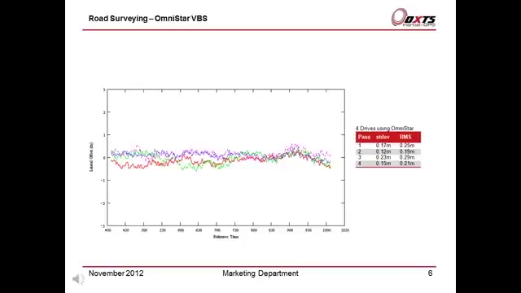Now let's look at the road surveying OmniStar VPS. Using OmniStar, the lateral error is even smaller. The system has a specification of 1 meter 95% or 50 centimeters CEP. In practice, we achieve results that are closer to 50 centimeters 95% using the OmniStar VPS. Remember that the error here has both the OmniStar error and the driver error in it.